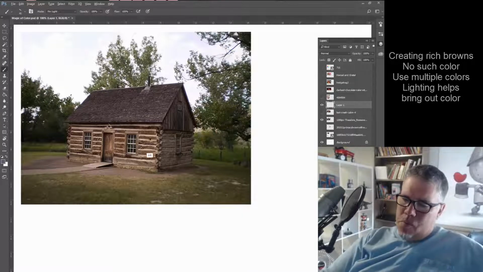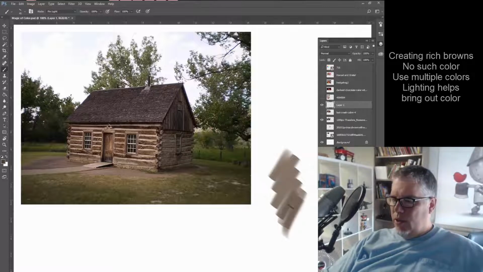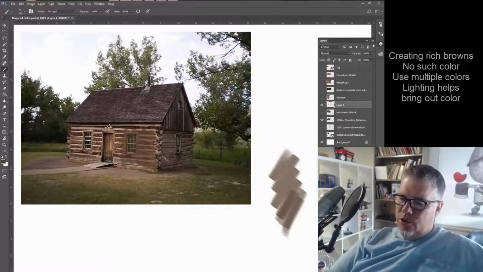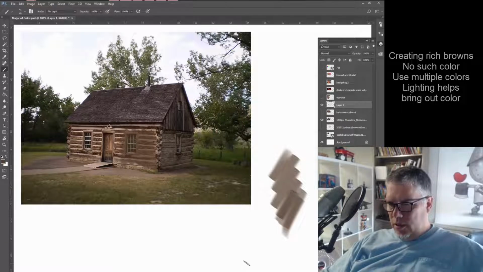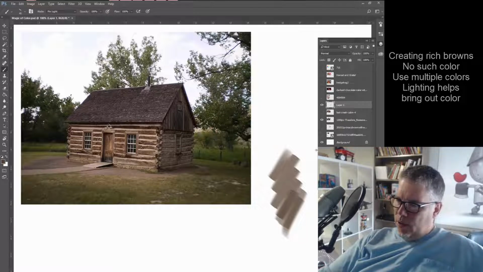So this cabin right here with these gray tones is what you would end up with if you mix up that color and then start painting your cabin: a dull looking brown. And that's what I think most of us do when we first start out.